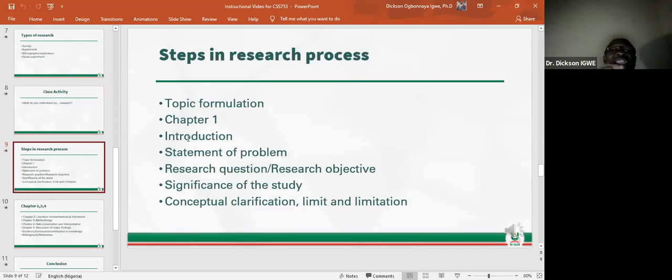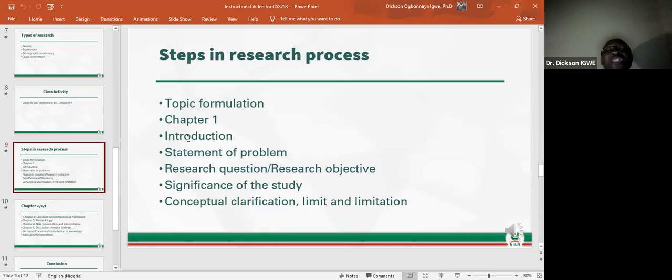Conceptual clarification is the point where you marshal out all the terms that you used in the body of the research, and give their operational meaning. Their operational meaning here is what you want your reader to understand or interpret that concept you are using in that research. It may be different from what it is known or how it is interpreted literally.